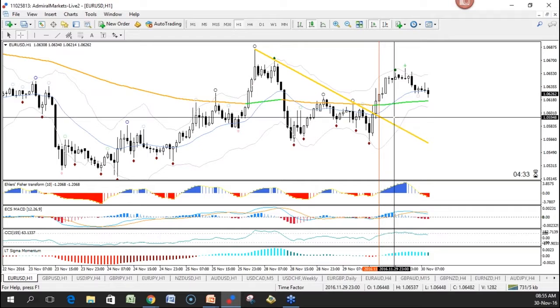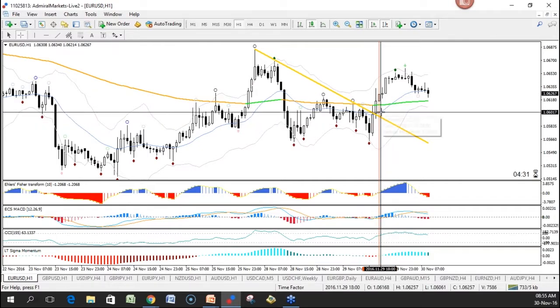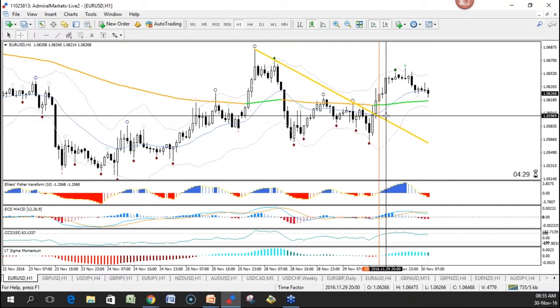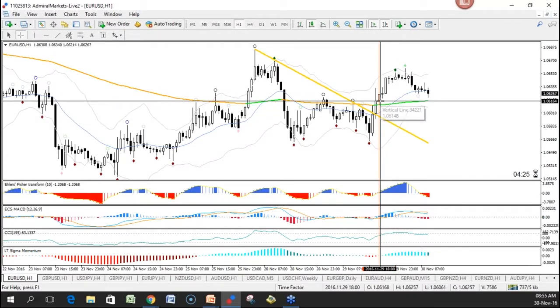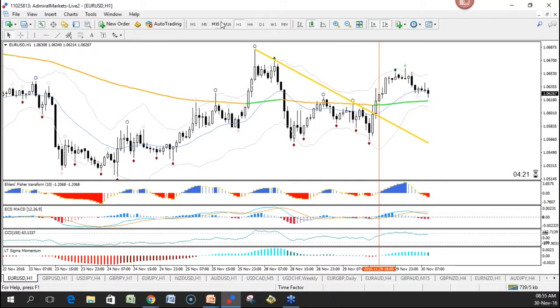I'll be fully transparent, but I think that is a toss-up call. If anyone did decide to take that trade right there, then that would have worked out fine.